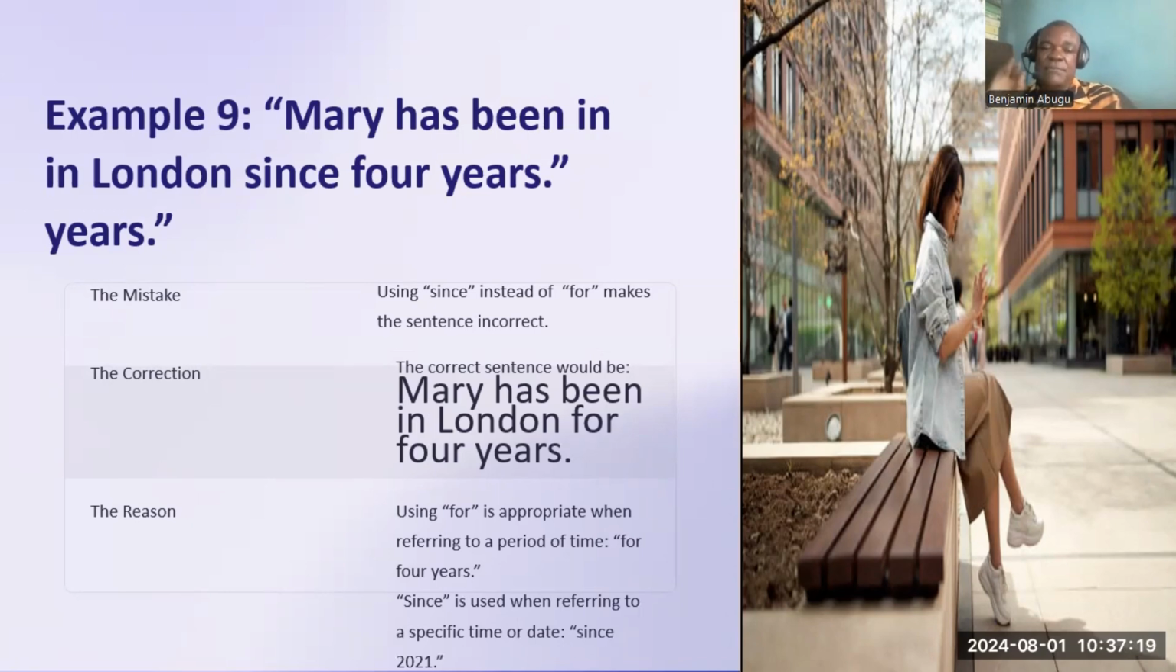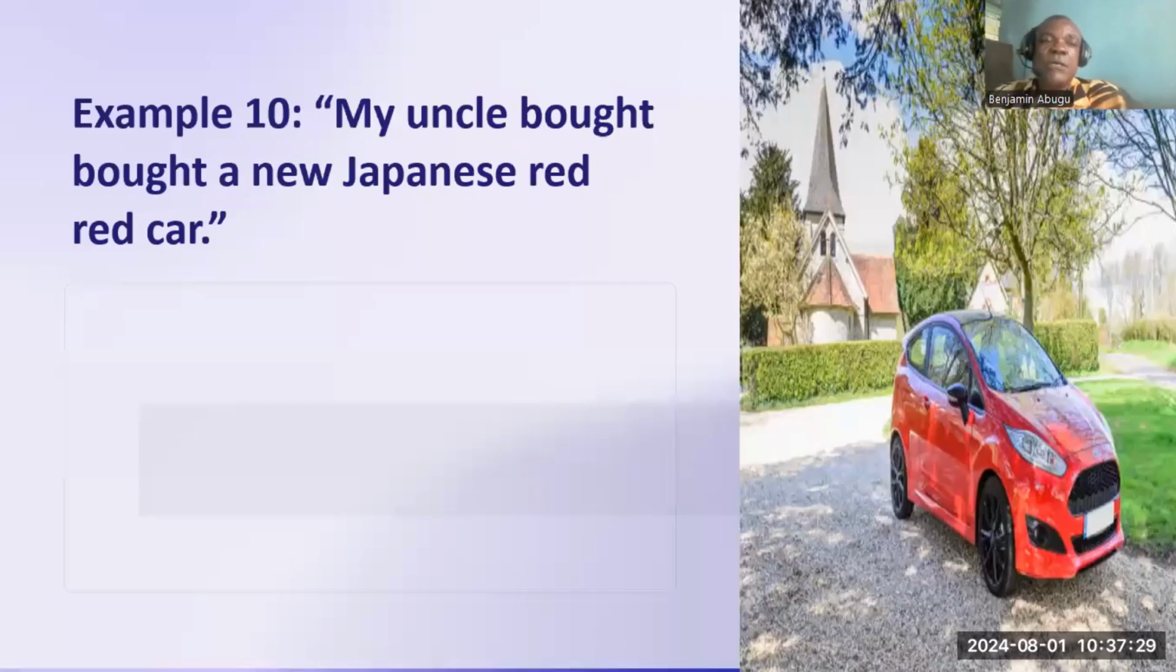Just let it be a specific time or date, you use since. But if it is a given period of time, then you use for. The last but not the least, example 10: my uncle bought a new Japanese red car.